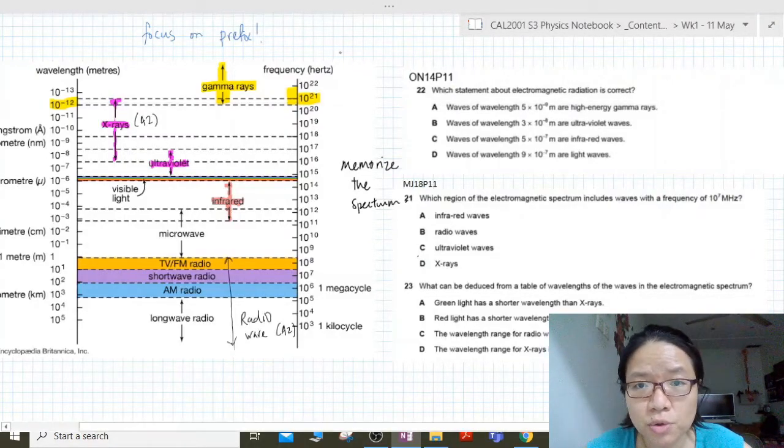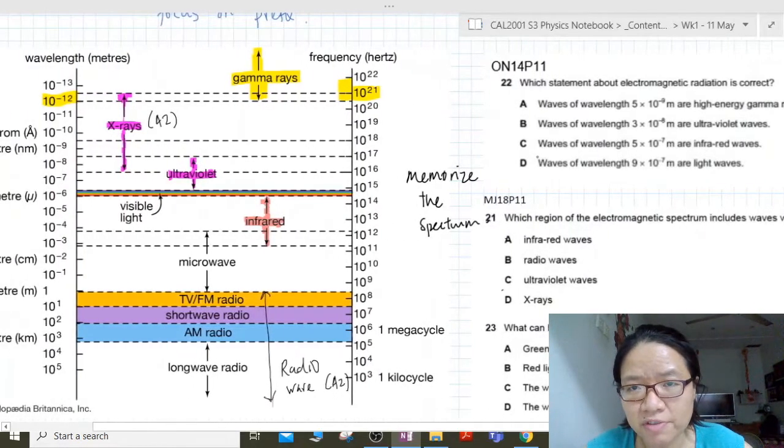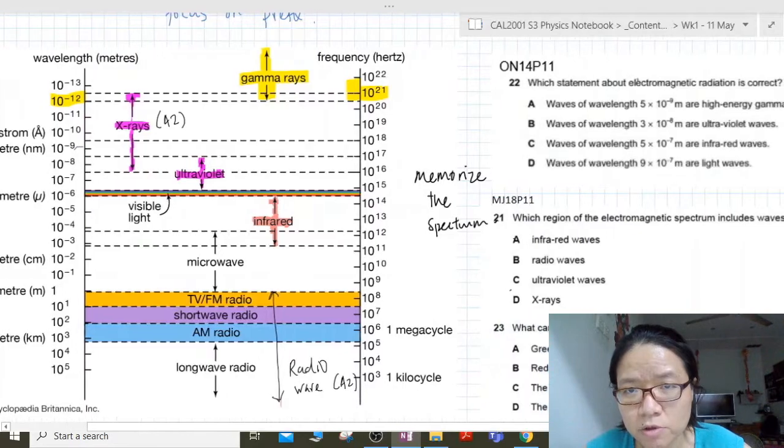Okay, so let's look at O N14, paper 1-1 first. Which statement about the electromagnetic radiation is correct? This one is all about wavelength. We're just going to look at the prefix. So high energy gamma, 10 to the negative 9. No, negative 9 is about X-ray. So A is wrong. This is X-ray.